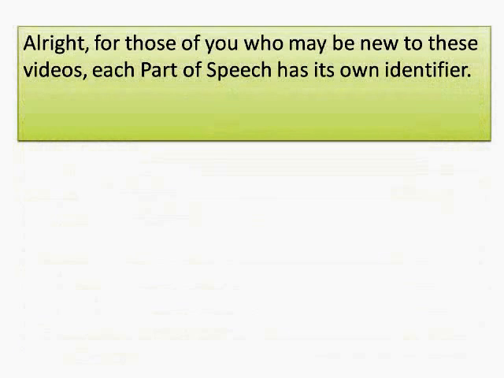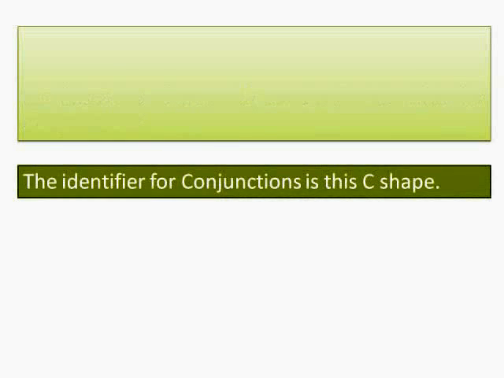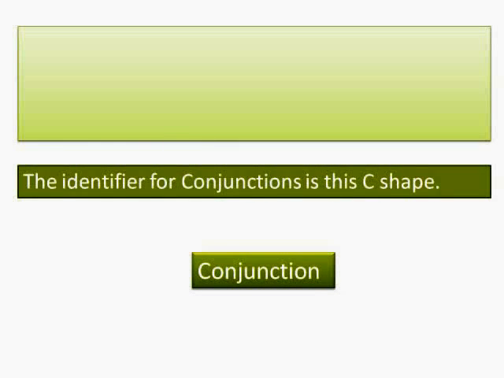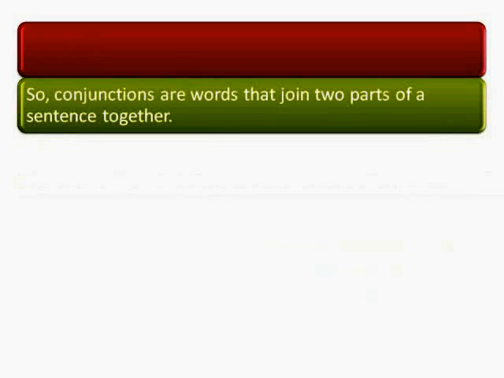Alright, for those of you who may be new to these videos, each part of speech has its own identifier. For this video, all we really need the identifier for is conjunctions. The identifier for conjunctions is the C shape. Great. So, conjunctions are words that join two parts of a sentence together.